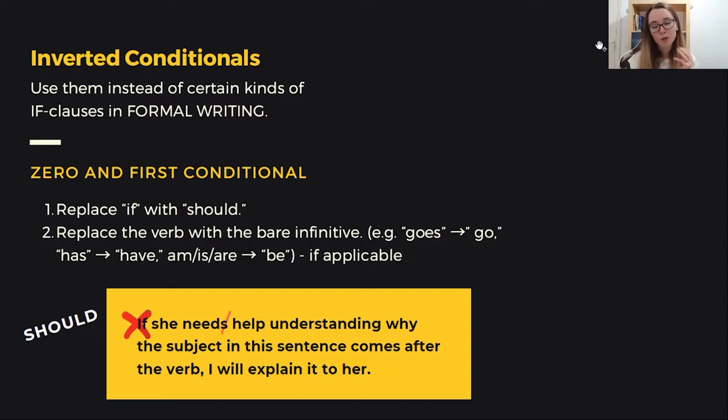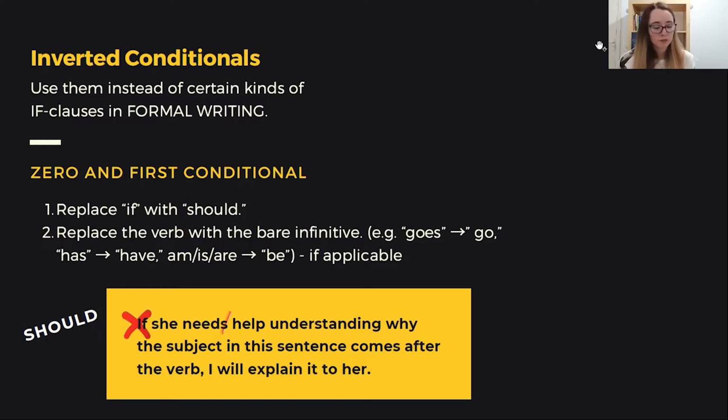So I wrote the example with it so that you can see what happens. So this sentence changes into, should she need help understanding why the subject in this sentence comes after the verb, I will explain it to her.